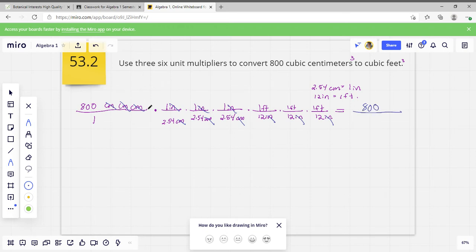And on the bottom, I have 2.54 cubed times 12 cubed, because I got 12, 1, 2, 3 times, okay? And then I'm left on the top with feet, and I have it 1, 2, 3 times, so that's feet cubed. All right, so that's what the answer to that one looks like.